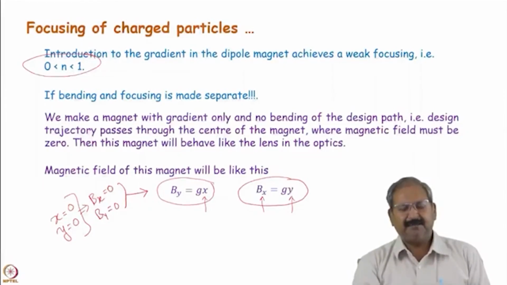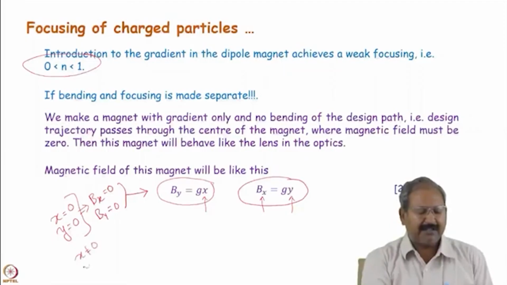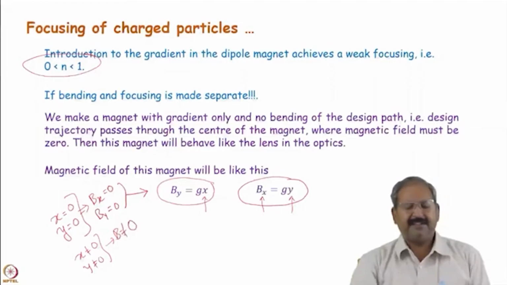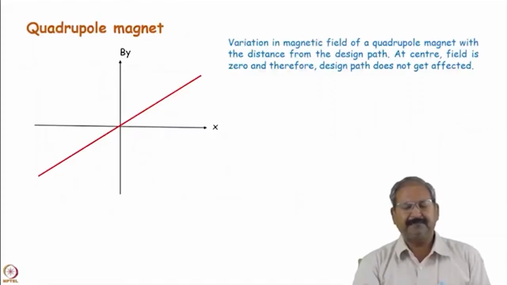And this is similar to light optics, where the optic axis does not change when it passes through the convex lens or concave lens. And as x becomes non-zero or y becomes non-zero, there is a finite magnetic field. This magnetic field is used to bend the particle trajectories which are deviated from the design axis, and this angle of the deviated trajectory leads to the focusing. This kind of magnet is known as a quadrupole magnet because this field can be generated if we have 4 poles rather than 2 poles. Now how these 4 poles will be arranged, we will see.